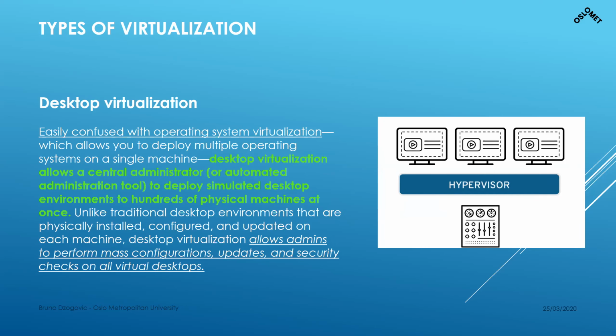Then you have desktop virtualization. It's a classical example. So desktop virtualization is actually allowing an admin to deploy simulated desktop environments to hundreds of physical machines at once. So you can access this through a browser or through an application or through remote desktop, depending on which operating system is instantiated. But in general, this is how things are being done.